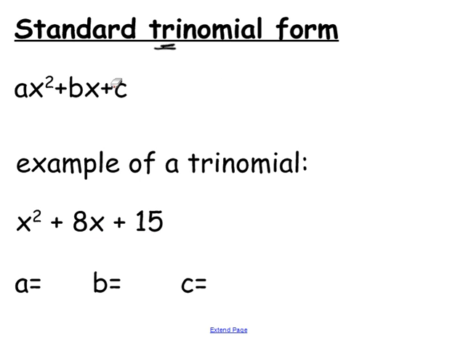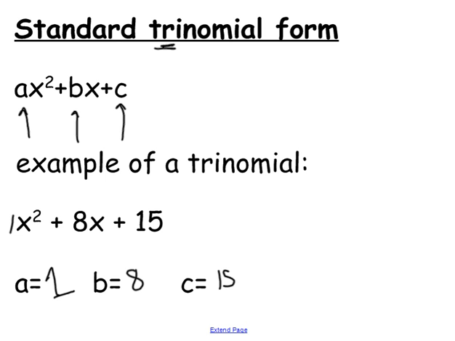You'll notice that we have these 3 letters, A, B, and C, in the standard form of a trinomial. A is the coefficient of the x squared. B is the coefficient of x, and C is just the constant, the number without the variable. So if we look at this trinomial, A would be 1, because 1 is the coefficient of x squared. Remember, there's that invisible 1 there. B would be 8, because it's the coefficient of x, and C would be 15.